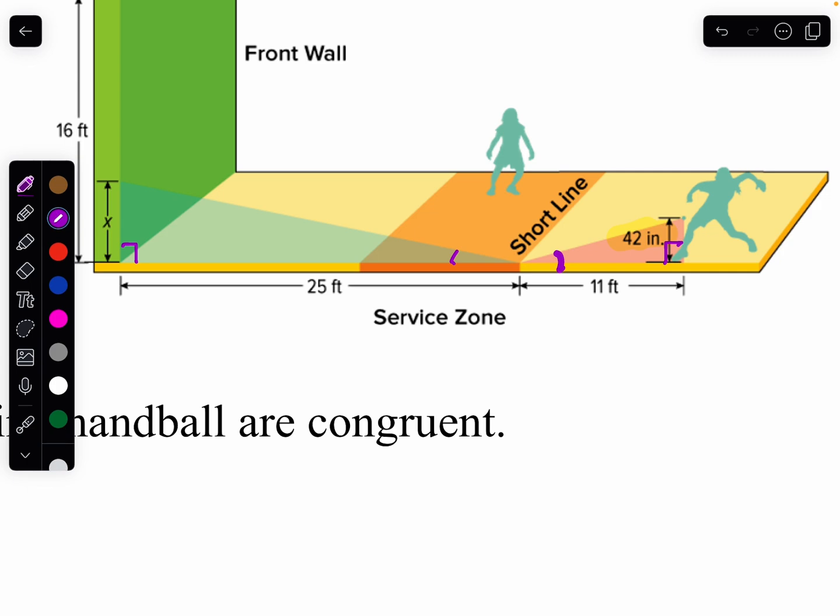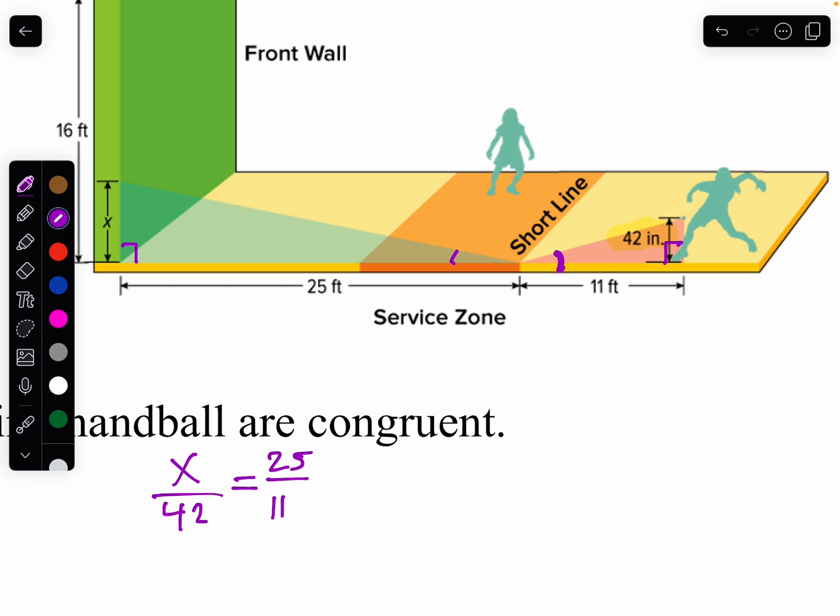So what I'm going to do is I'm going to want to find the height of where the ball hits. That's x. That corresponds to the height of the ball when DeMarco hits it, which is 42. I'm going big triangle to little triangle. And then the length the ball travels from the wall to the short line, that's 25 feet. Well, that corresponds to 11 feet, doesn't it?